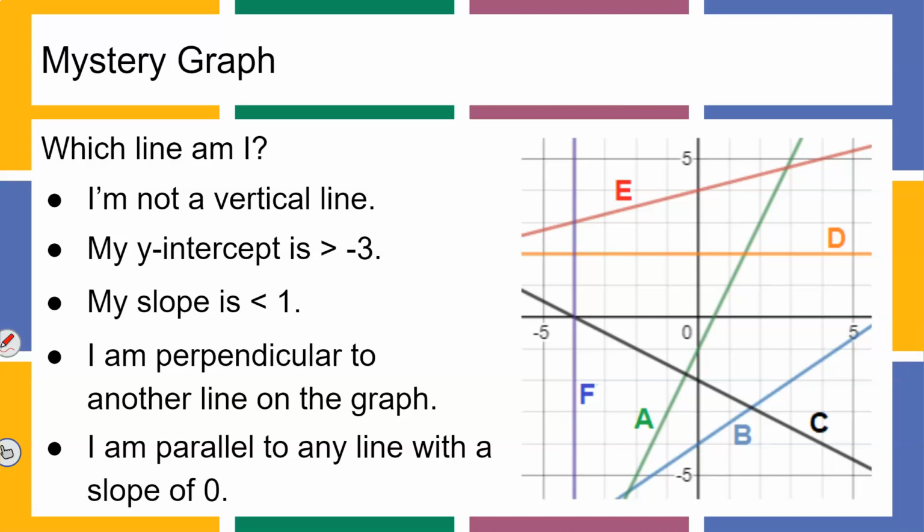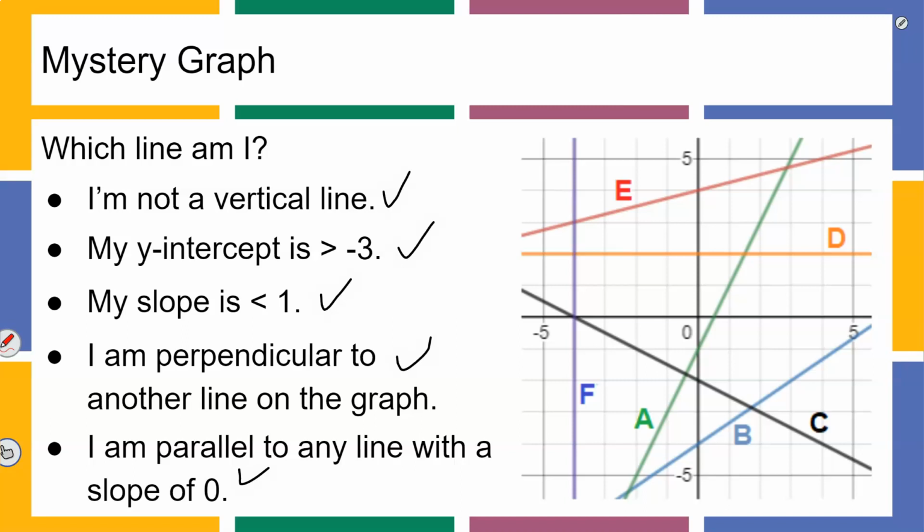D. Why D? Because it's a horizontal line, not a vertical line. The y-intercept is 2, which is greater than -3. The slope is 0, which is less than 1. It's perpendicular to F, and it's parallel to any line with a slope of 0 because it has a slope of 0. So D would be the correct answer because it applies to all of these things.